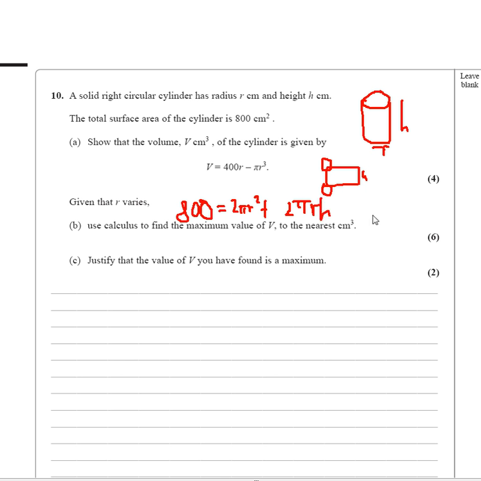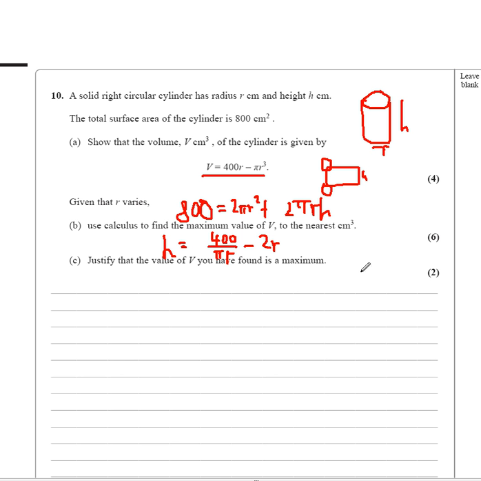Okay, now divide that whole thing by 2. We'll make h the subject because they're asking us to write the volume with no h's involved, so I'm going to make h the subject. Divide everything by 2 and then take that over there, so we get h equals 400 over pi r minus 2r.